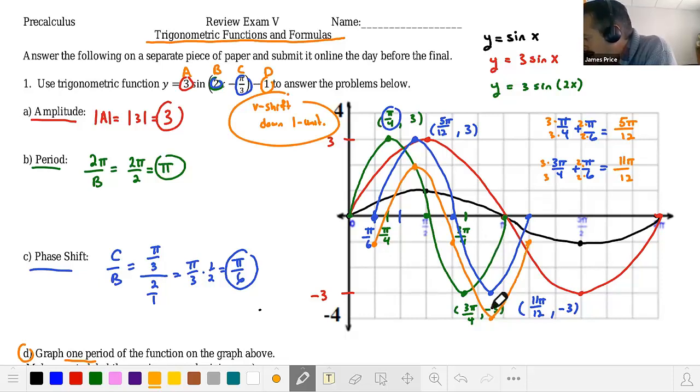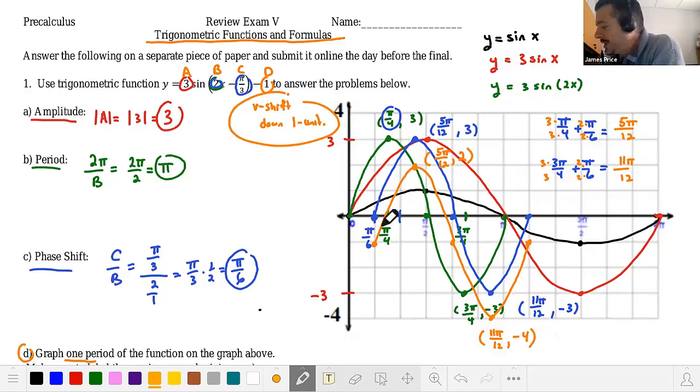And of course, we're supposed to label the maximums and minimums here. So if you label these maximums and minimums, what happens here? The input stayed the same. So it's still 5 pi over 12, comma, and a 3 went down 1, so it went down to 2. And down here, the input is still 11 pi over 12, but the output changed from negative 3, moved down, so negative 4. We're just changing the outputs on those.